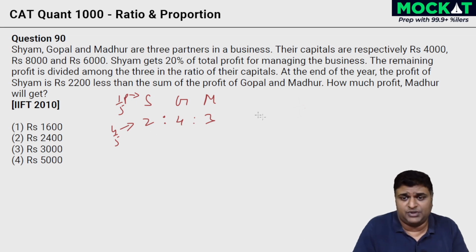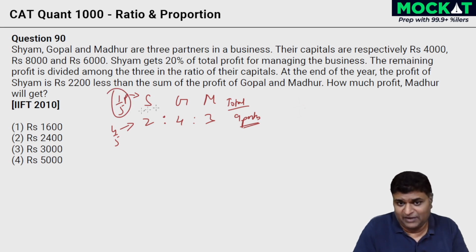Now 2 is to 4 is to 3. The total over here is how many parts? Total is 9 parts. So the profit should be divisible by 9 so that I can divide it this way. The profit should also be divisible by 5 so that I can find 1/5 and it's an integer, right? The best way to go about is going to be to use the index method in terms of parts, because what's given over here in the question, at the end of the year, the profit of Shyam is 2,200 less than some of the profits of Gopal and Madhur, right?